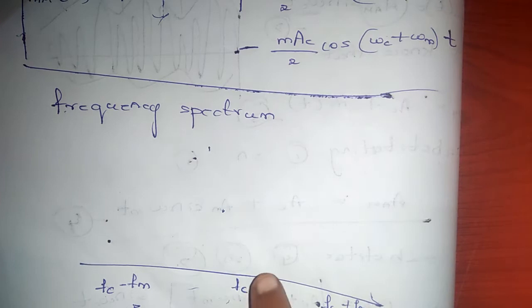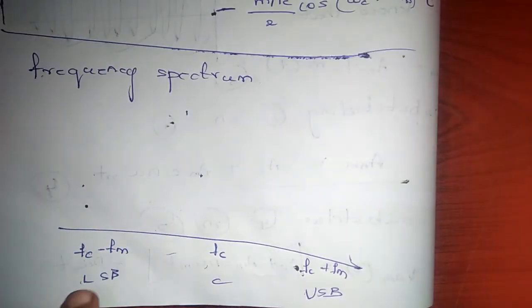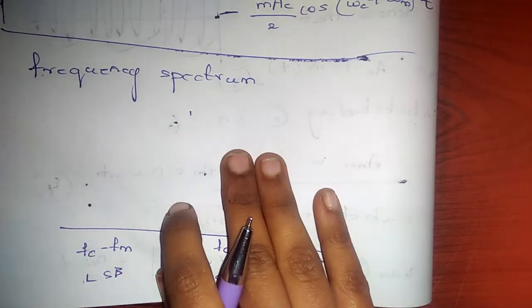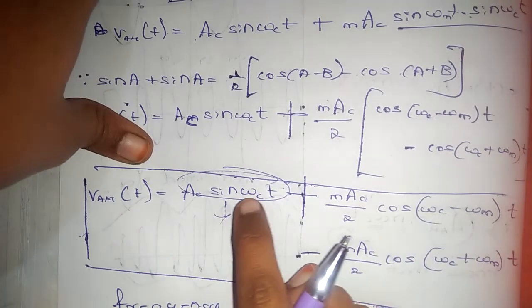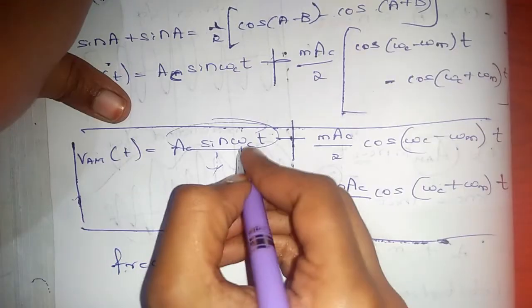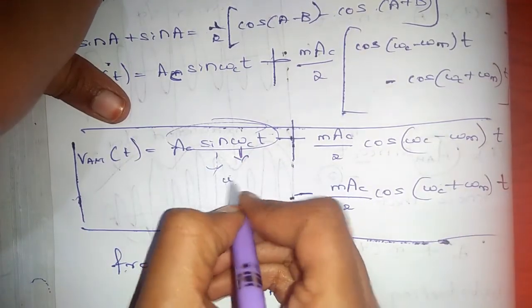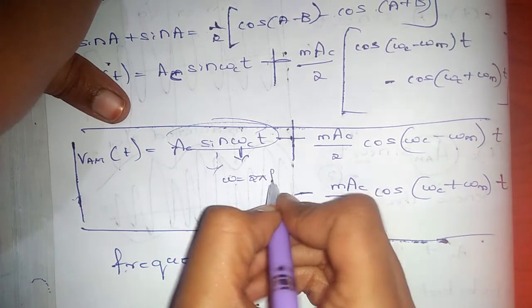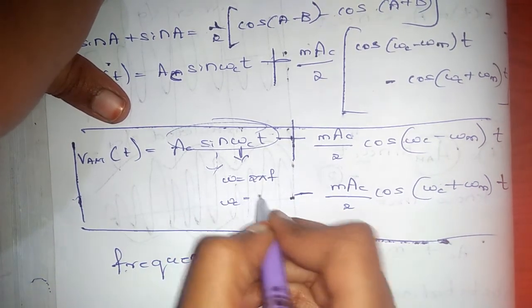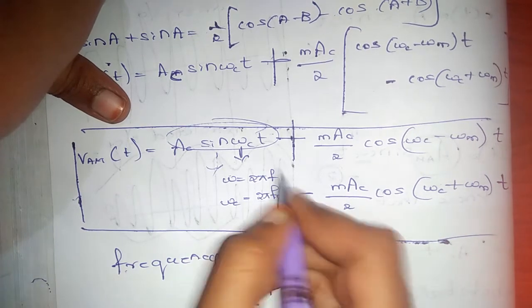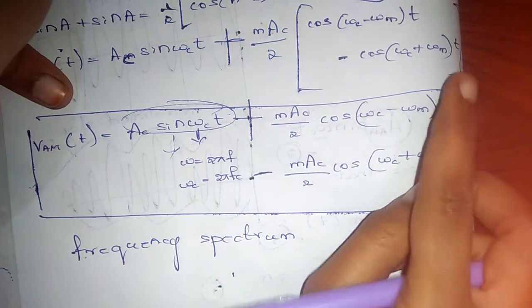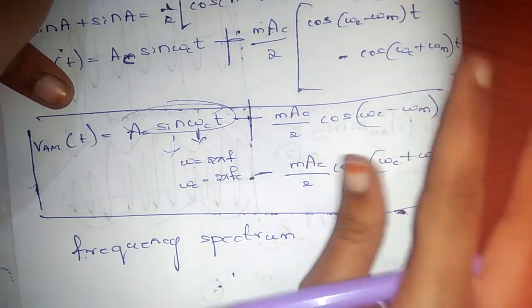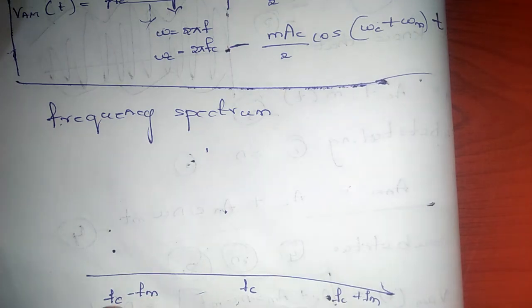So to draw that, we want the amplitude of this FC and this LSB and USB. So what is the amplitude in this equation? If you consider here, this omega is nothing but 2 pi f, right? Then what is omega c? It is nothing but 2 pi fc. So in that way, here fc, here fc minus fm, and here fc plus fm. Okay, simple. Don't get confused by the fc, fm and all.